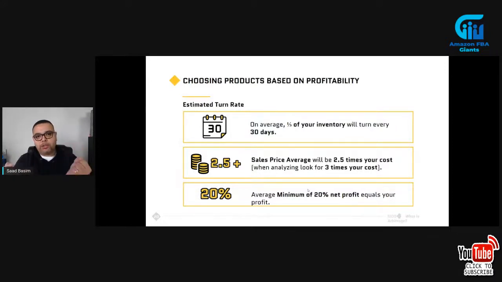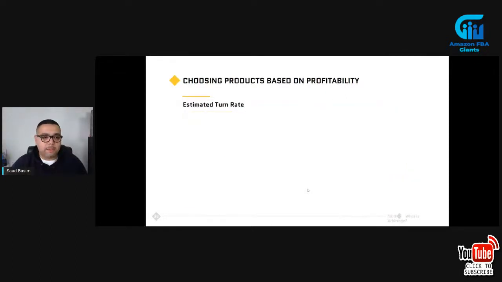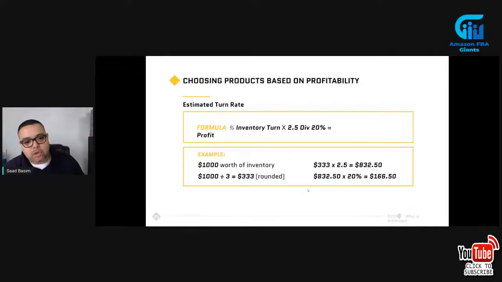and how much you can hold in your products and how much is the turnover in your product, which is really important. Now, it's estimated turn rate. So as we said, if we sell 1/3 of our inventory at 2.5 times, divided by 20% the profit, in English: basically, if I have $1,000, a third of that I'm going to sell this month is going to be $333.